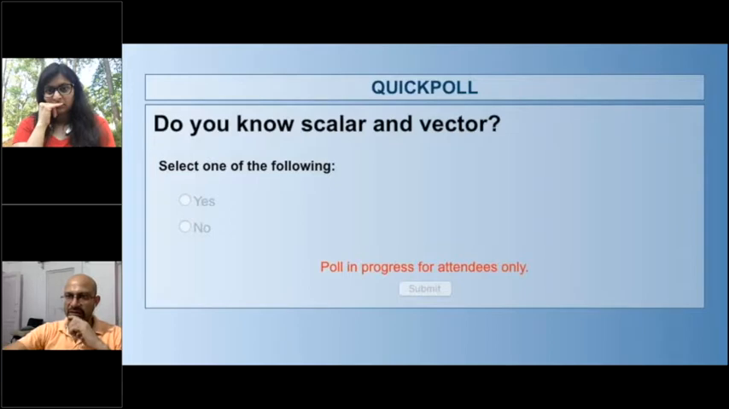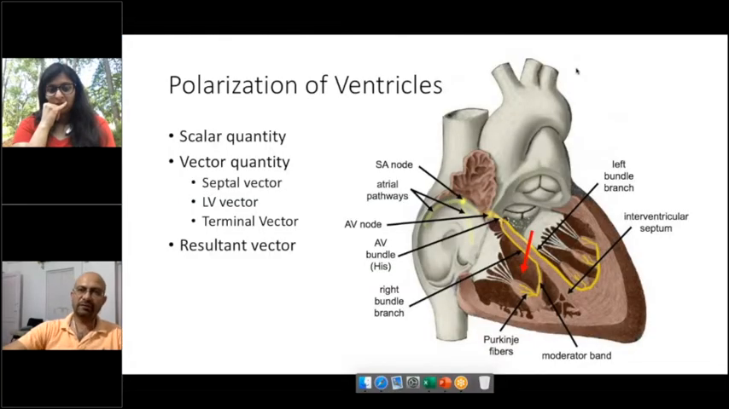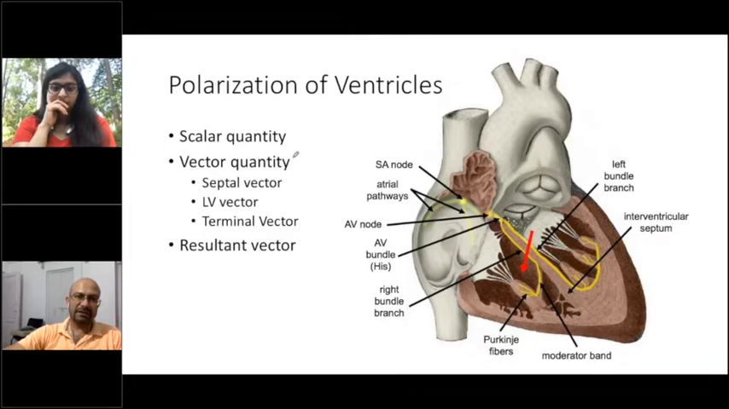So I see that almost 90% of you already are familiar with what is a scalar quantity and a vector quantity. So I'm not going into great detail. Suffice it to say that a scalar quantity has only got magnitude, whereas a vector quantity has got a magnitude plus a direction. So whatever recording of the ECG is happening, or whatever recording of the electrical activity of the heart is happening, is basically due to the vectors of the electrical current that are being formed in the heart.